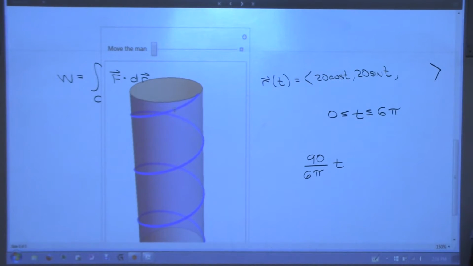Yes, go ahead. Sorry, I just passed over my head. Where'd you get the 90 from? Oh, the silo's 90 feet high. Oh, that's right. Yep.